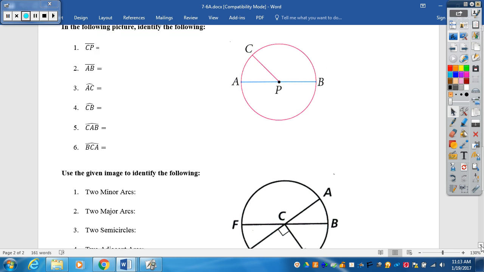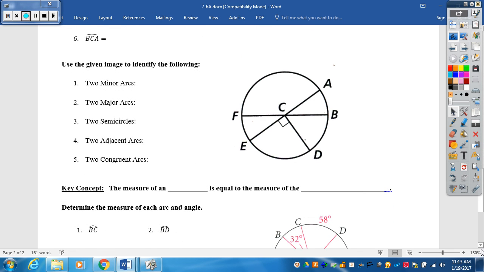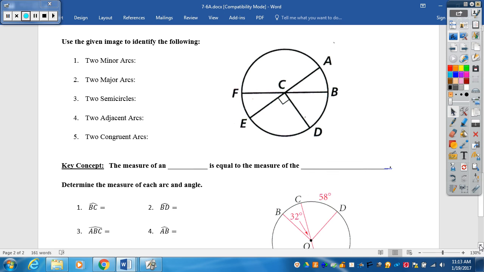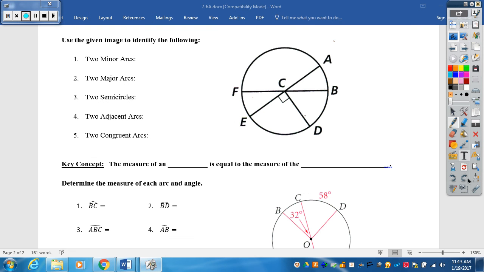Okay. Now to continue on with those terms, I'm going to list lots of different things out here for all of these, and you can go any direction you want to. Okay. 2 minor arcs. Well, let's look here at the picture. Minor arc has to be less than 180. You could say arc AF, AB, BD, DE, or EF.